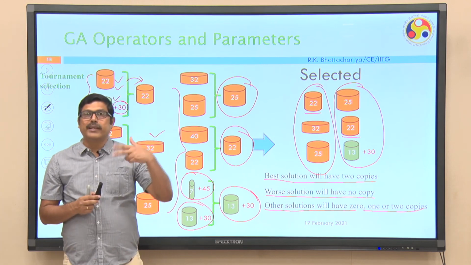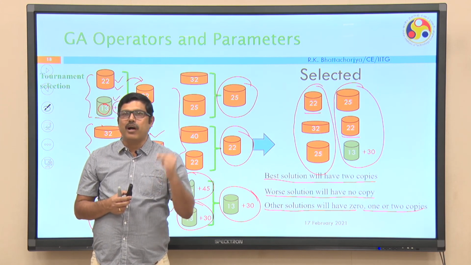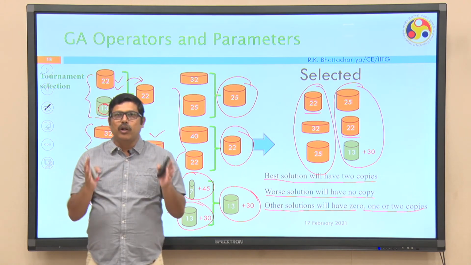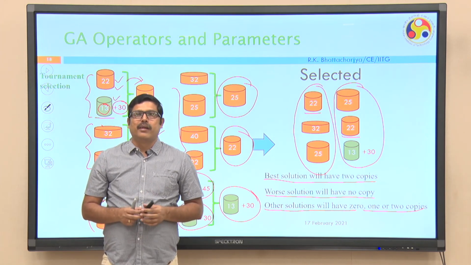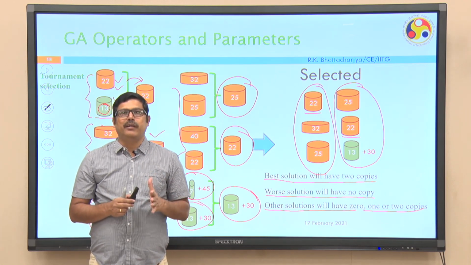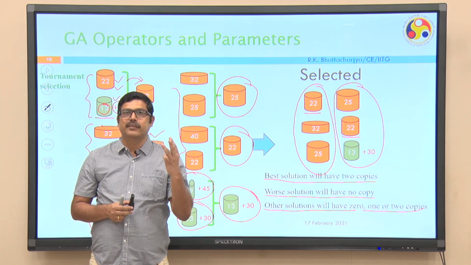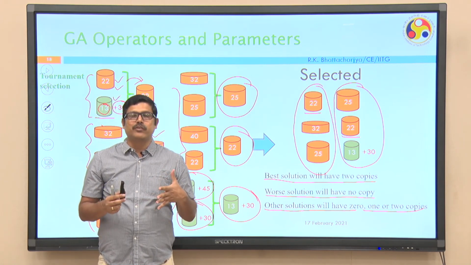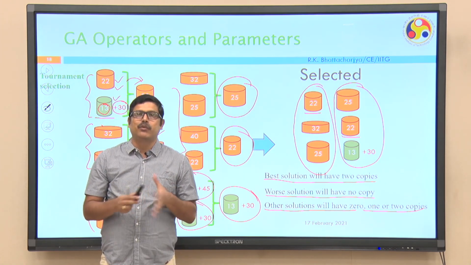Then what do you have to do? To get 6 solutions, how many rounds do you have to play? You have to play 3 rounds, because every round you are getting 2 winners: the second round you are getting 2, the third round you are getting 2, and all together you are getting a total of 6 solutions. Now, if you look at the best solution, 22, what will happen? He will win the tournament in the first round, second round and third round. So, he will have 3 copies, is it not? Worst solution anyway will not be able to win the tournament, so he will have 0 copies, and others may have between 0 and 3 copies depending upon who is playing with whom.